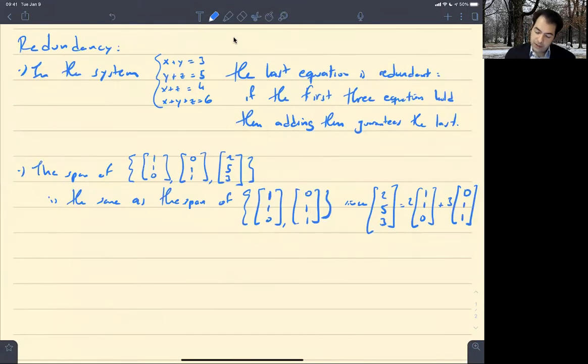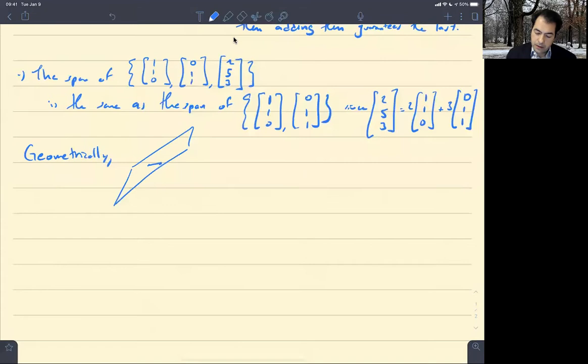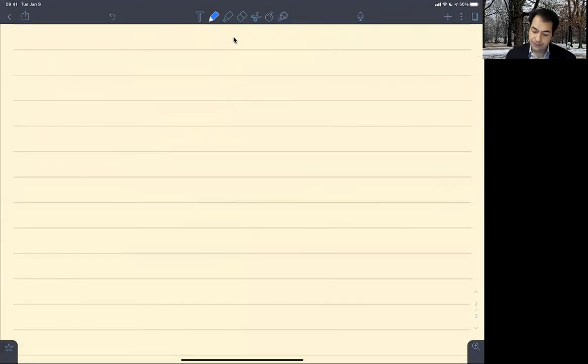Right? Geometrically, in the first situation, we have a plane containing these three vectors, and we're seeing that we get the same plane if we just take the first and third vector. We don't need that second one.